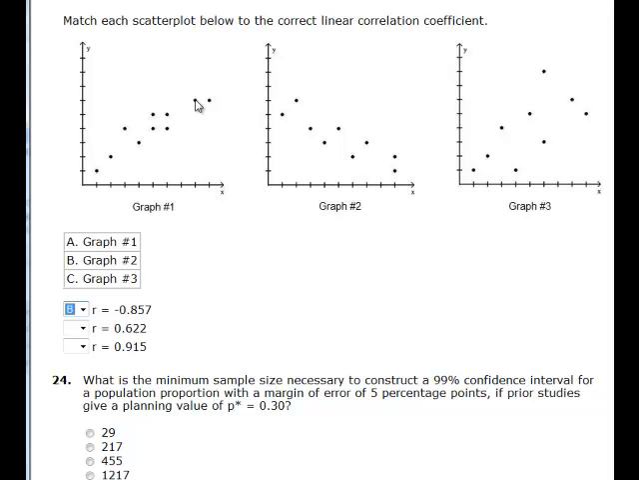Now for the other 2, notice that graph number 1 looks a little bit more like a straight line pattern than graph number 3. In graph number 3, the points are more spread out, less of an obvious linear pattern there. What that means is that for graph number 1, the correlation coefficient is going to be closer to 1. So that would mean that it would be the r equals 0.915, and the one with less of a linear pattern would be the 0.622. So this would be graph number 3.